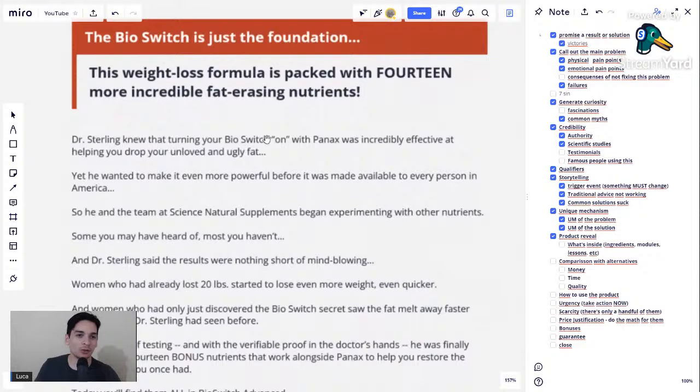BioSwitch is just the foundation. This weight loss formula is packed with 14 more incredible fat erasing nutrients, right? So this is the what's inside, the ingredients. Basically, we have ingredients in this one.